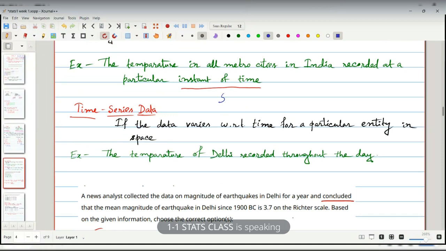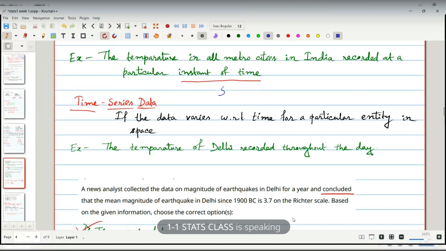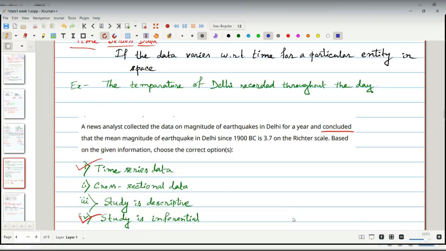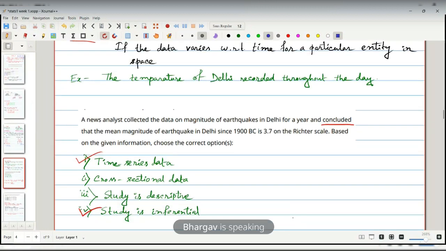Tell me, is this cross-sectional or time series data? Hello. Wait. I can't hear any words of you. Am I audible now? Yeah, you are audible, but I can't hear any words of you. So much noise is coming.